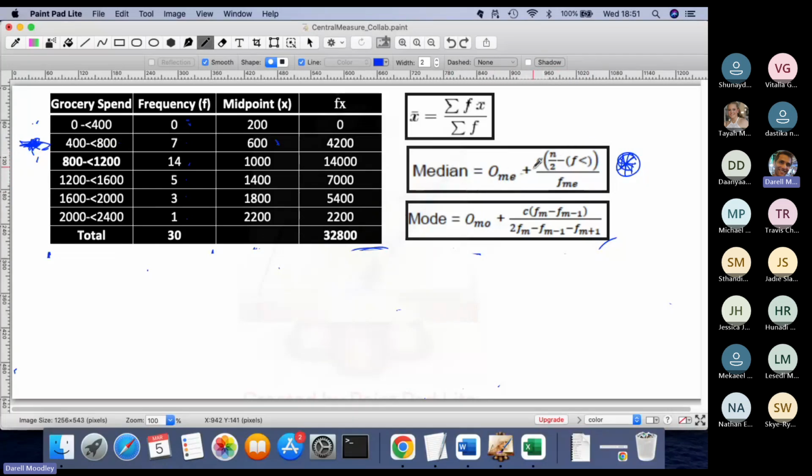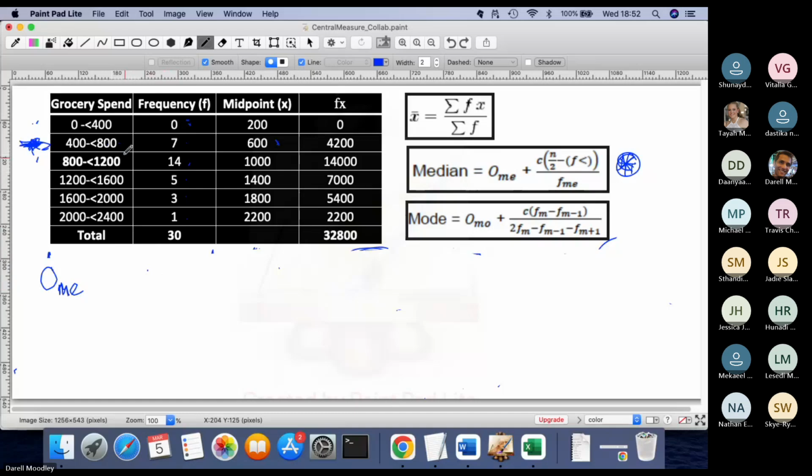So for this formula, you'll see that the first symbol here is OME. It's one symbol. The O, M, and E are not three different things. It's just a subscript. Now, in order to get this number, you first need to identify which interval pertains to your median number. The thing is, you don't know what the middle number is because you don't explicitly know what the grocery spending is. You just know that there's a certain number of people that spend between these amounts, but you don't know the exact amounts. If you did, it would be easy to work out the median.